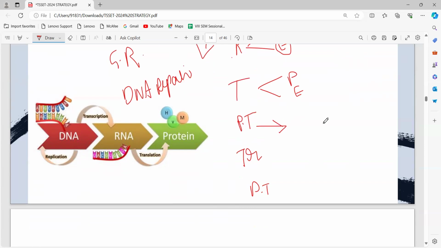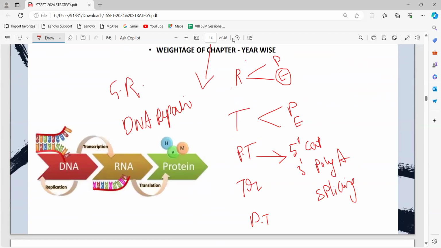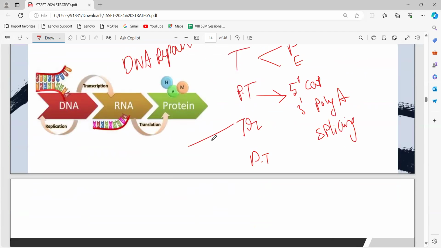Especially, friends, when it comes to the post-transcriptional processes, you have to read 5' capping, 3' polyadenylation, and most importantly, the different types of splicing mechanisms. And if you look into your 2023 question paper, again, 2 questions directly appeared from translation itself.